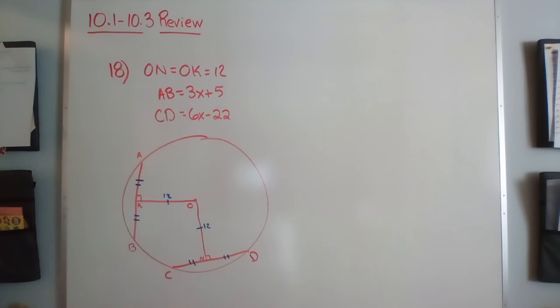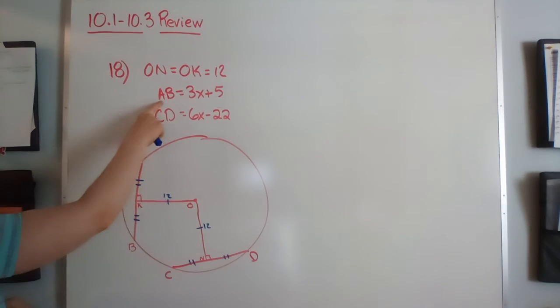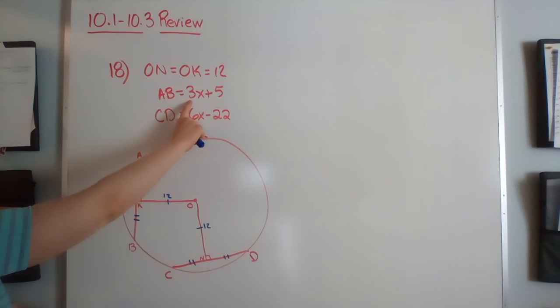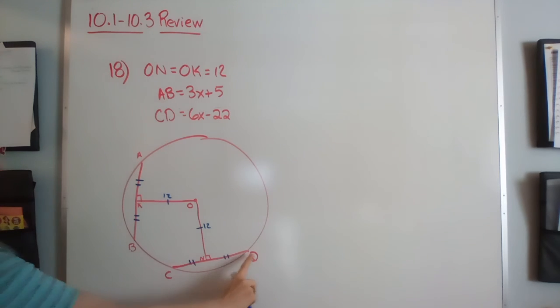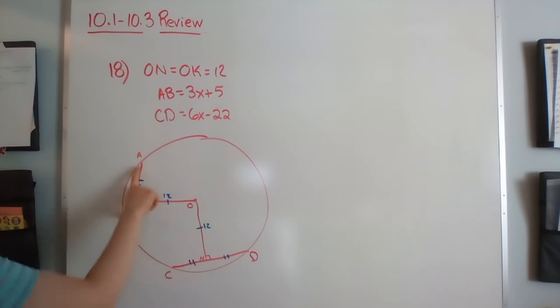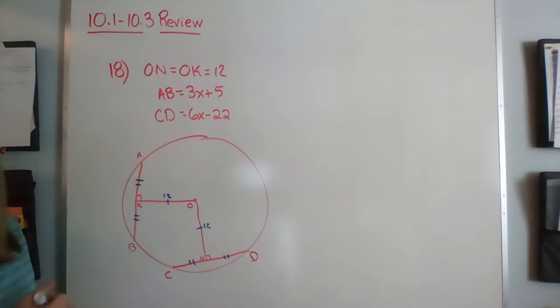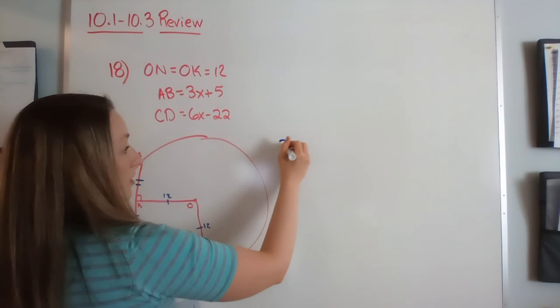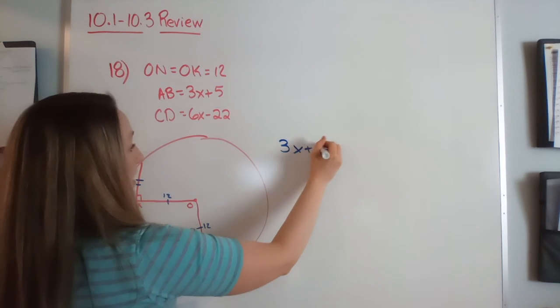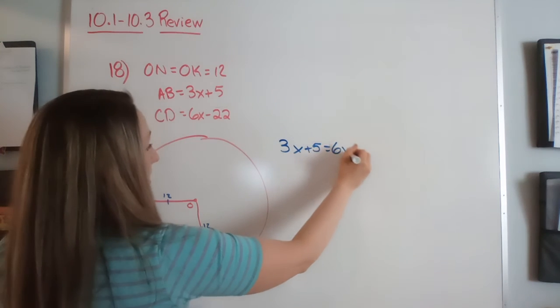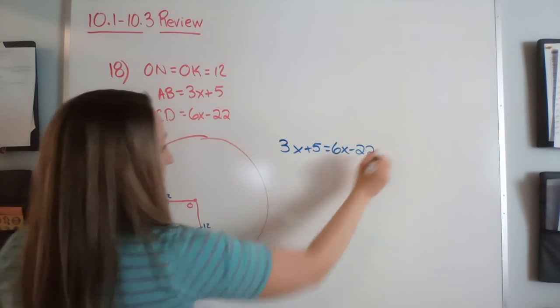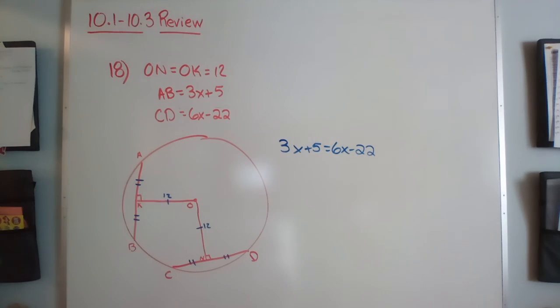All right. Now, you're told that AB can be written in the expression 3x plus 5, and CD is 6x minus 22. Well, we just said that those 2 chords are equal to each other, so maybe I set the expressions equal. Maybe that's going to help me at some point. 3x plus 5 is equal to 6x minus 22.